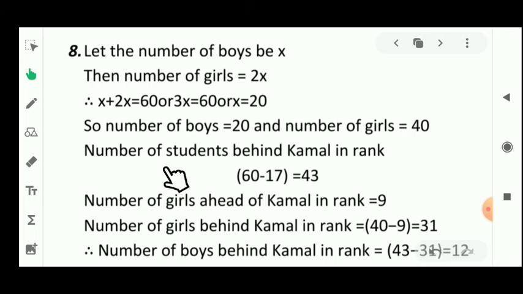Now students, the number of students behind Kamal in rank is 60 minus 17, that is 43. And the number of girls ahead of Kamal in rank will be 9. So the number of girls behind Kamal in rank is 40 minus 9, that is 31. And when we count the number of boys behind Kamal in rank, it will be 43 minus 31. It will be 12.